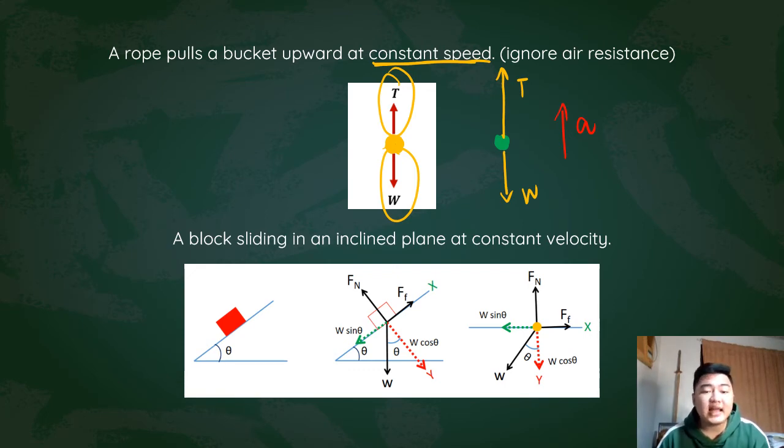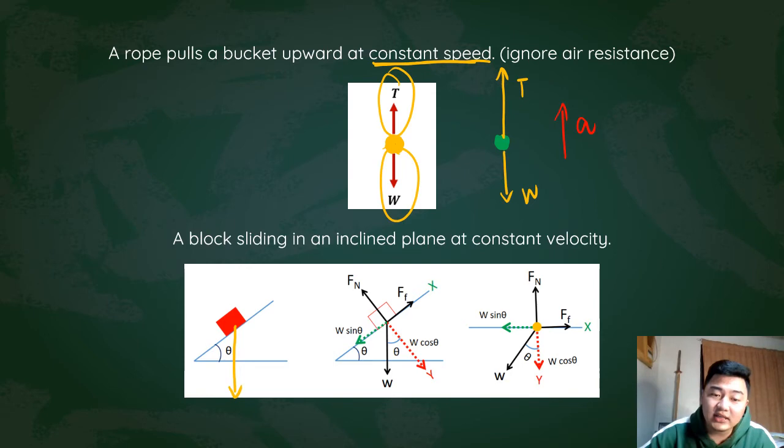Next, a block sliding in an inclined plane at constant velocity. So you have here an object that rests on an inclined plane. Now, when an object rests on an inclined plane, of course, this object will have weight still. But your weight will not be projected at an angle. Your weight always is directed downward. So your weight acts downward with respect to that object.